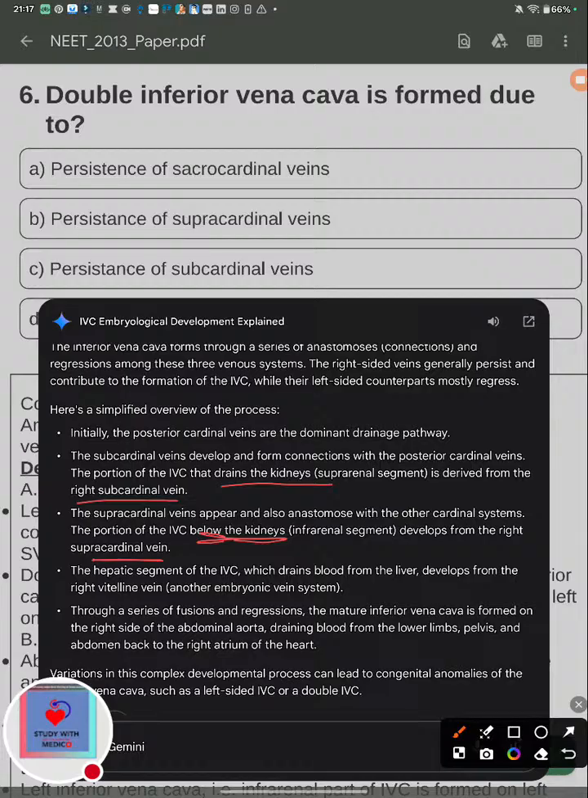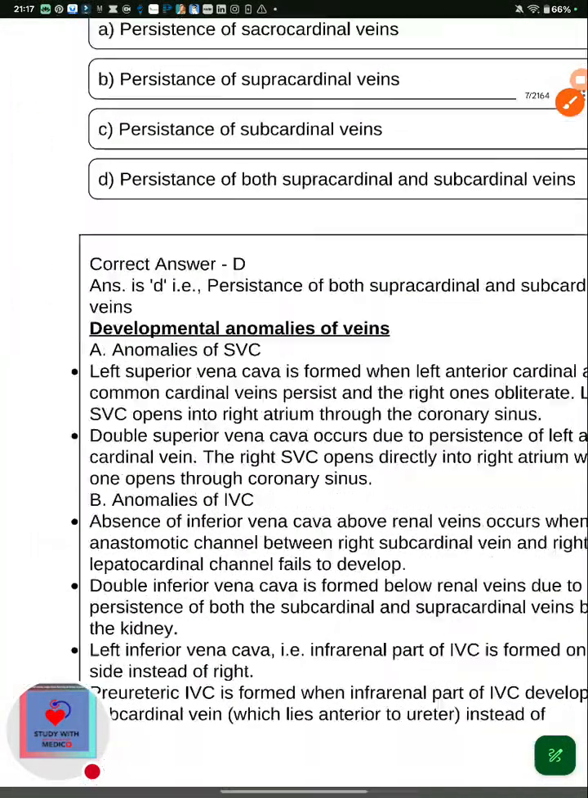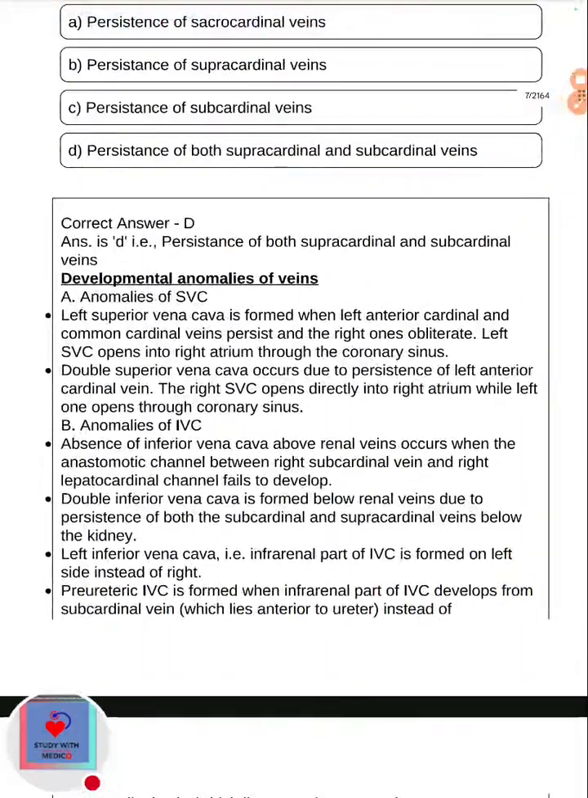The hepatic segment of the IVC, which drains blood from the liver, develops from the right vitelline veins and the embryonic vein system. A series of fusions and regressions occurs. This is not given in detail, so we'll see it from some other book.